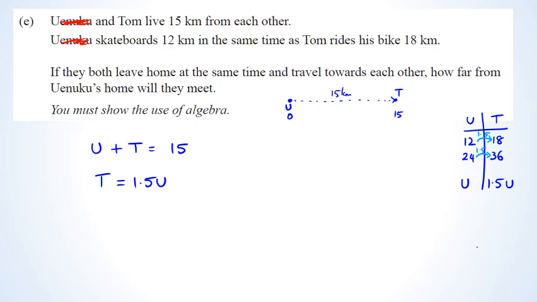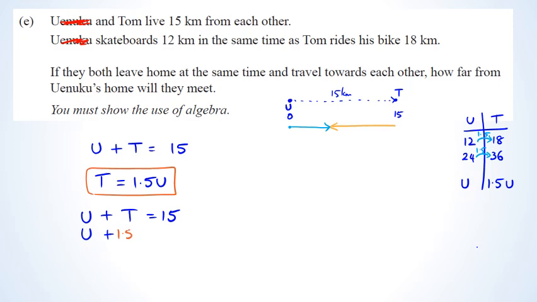Now the question is this: if they both leave home at the same time, Mr. U is going towards Tom, and Tom is traveling towards Mr. U, and you're trying to figure out at what point they are going to meet. To do this, we're going to solve it simultaneously. Because we already have U plus T equals 15, we can write this as U plus 1.5U, because T is 1.5U, and that equals 15.